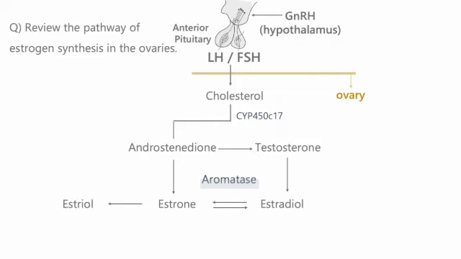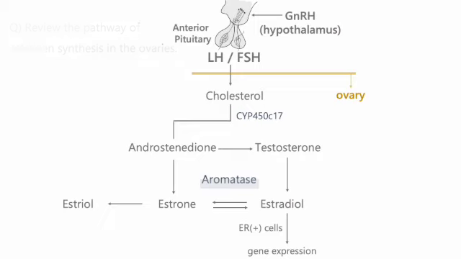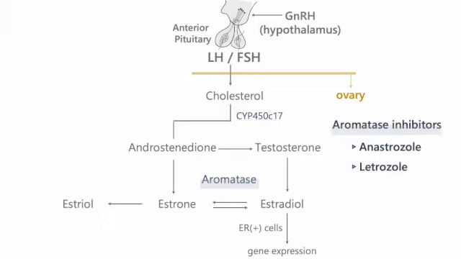It is also a highly effective target for treating endocrine-responsive breast cancer. Commonly used medications include anastrozole, letrozole, and exemestane. Question. What kind of patients are indicated for aromatase inhibitors? Estrogen receptor-positive postmenopausal breast cancer patients are indicated for this treatment.